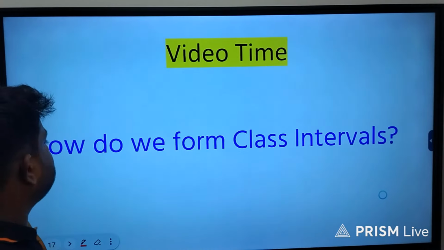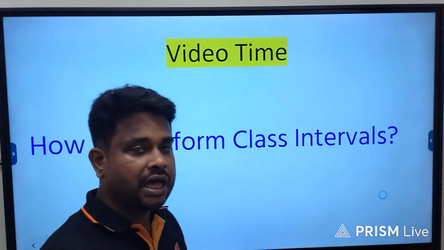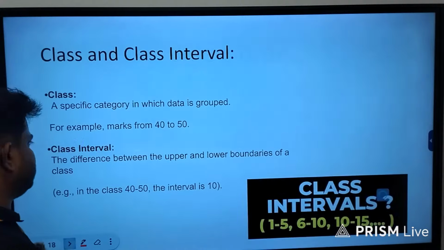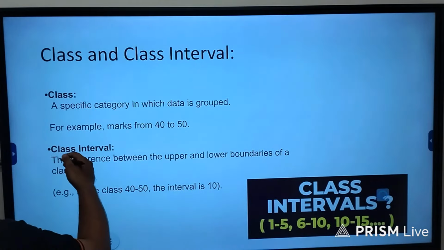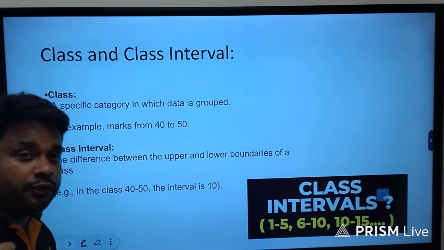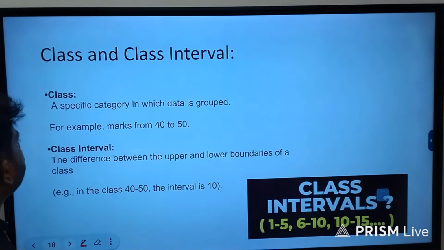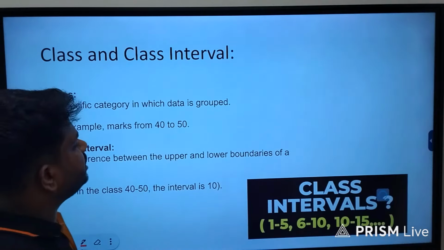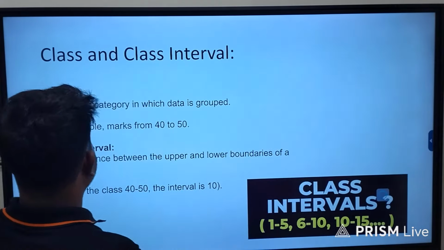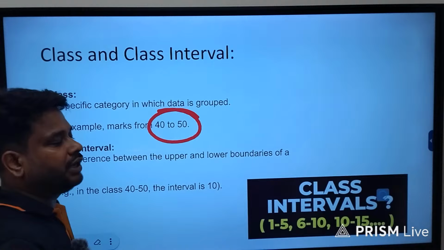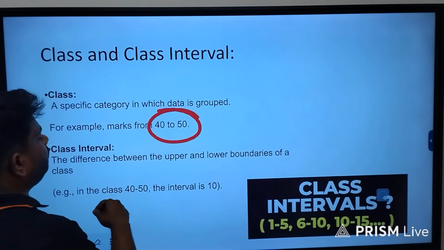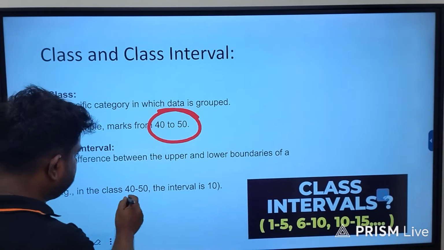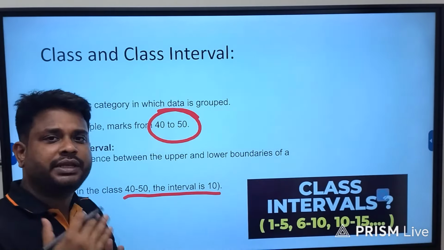So, going next, how do we form a class interval? This one is also a basic thing, so I am not going to play the video here. Before learning about intervals, let us learn about the class, a specific category in which data is grouped. For example, marks from 40 to 50. So the interval will be 40-50, just like this. So the interval will be 10.